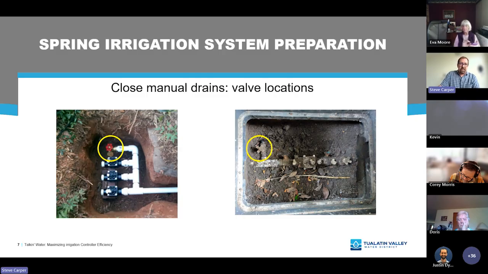Here you see a spigot type valve on the electronic valve manifold, and it's just a typical righty-tighty, lefty-loosey to open and close a drain like that. Then here on the main line, just downstream of your backflow prevention device, that's what we call a cross-top valve. And similar, it's a way to provide drainage on the main line.